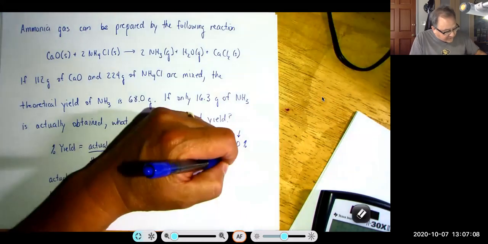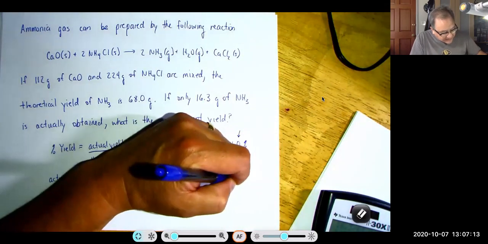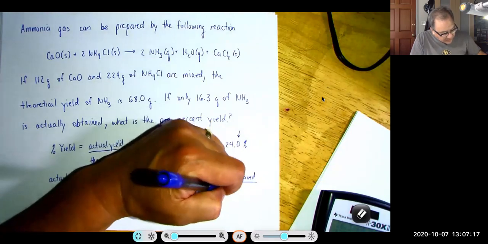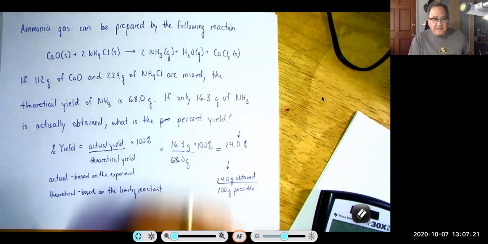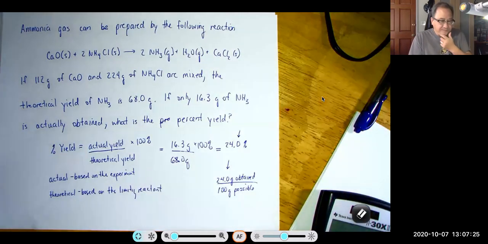And this means 24 grams obtained out of 100 grams possible, which is a horrible percent yield. Normally in chemistry, we like reactions where you get like a 90% yield. They're more cost effective.